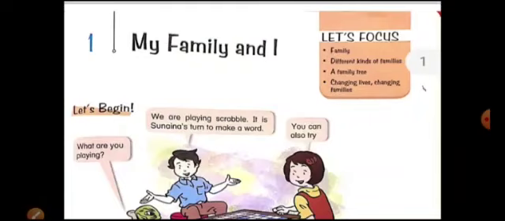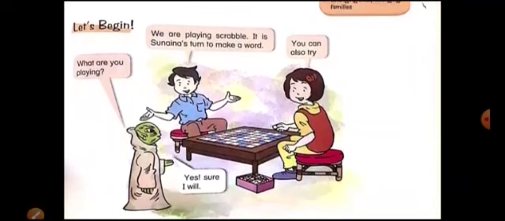You are living right now with your family. So whom are you living with? You are living with your mother, your father, your brother or sister, your grandparents, your uncle, aunt and your cousins too. Now let's study what a family is and how we belong to a family.